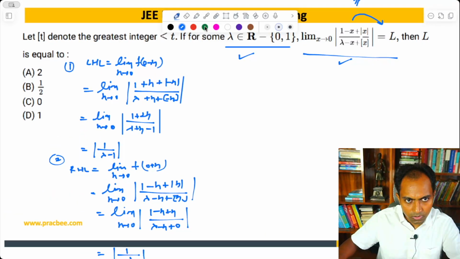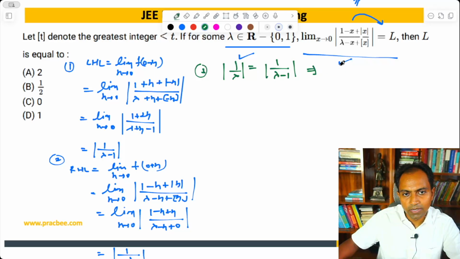In the third part of this discussion, what they are saying is limit does exist and is equal to L. So now let us do this. So 1 by lambda mod, that is my RHL, should be equal to LHL, that is lambda minus 1 mod. If simplified, this will become lambda minus 1 mod is equal to lambda mod.